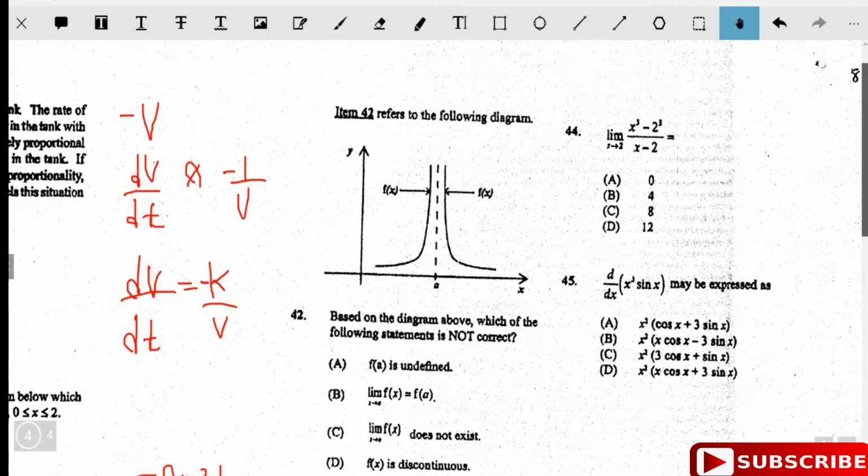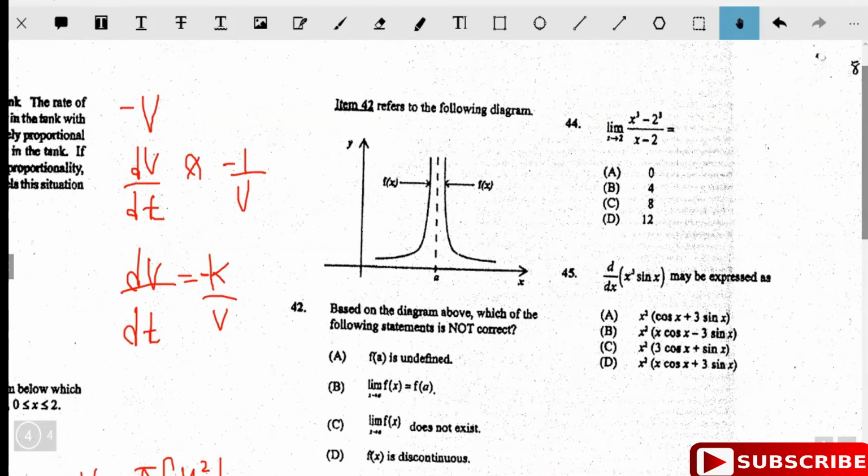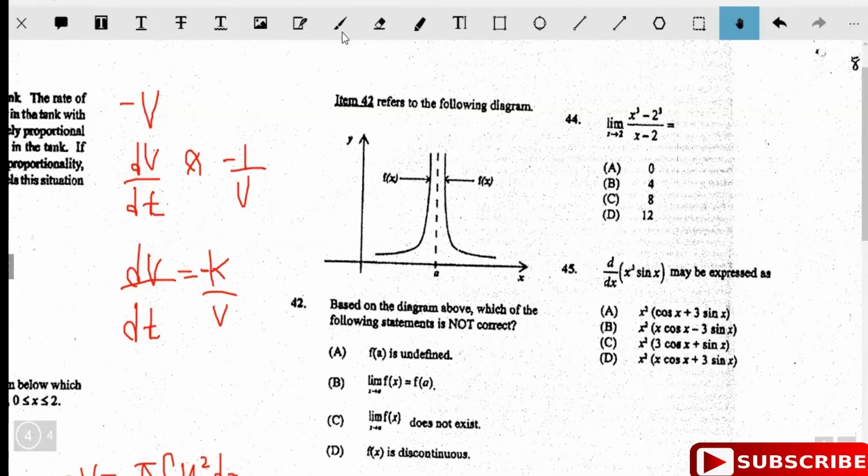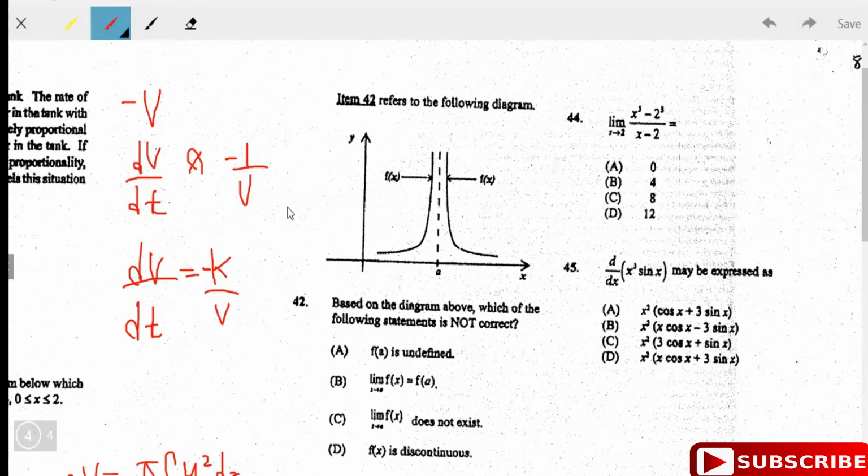Question 42, based on the diagram, which of the following statements is not correct? Beta is not correct? You sure about that? Yes, sir. That is true, because the limit does not exist. So if the limit does not exist, then the limit can't equal the functional value. The functional value at this point is also undefined. So beta is not true.